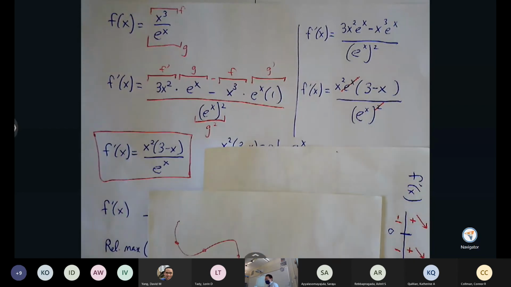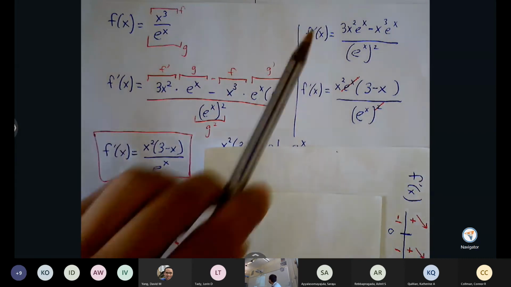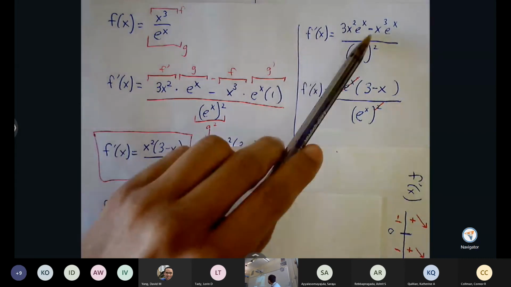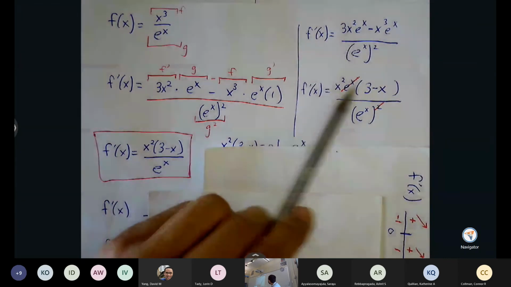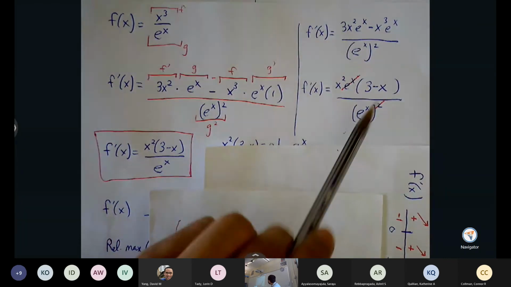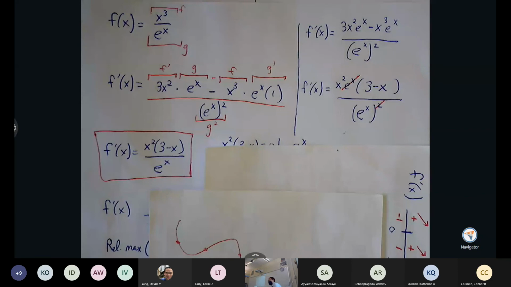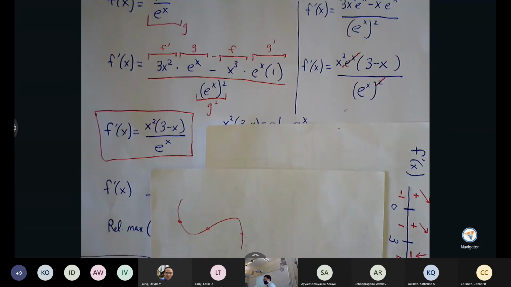f prime g minus f g prime all over g squared. Once I'm here, I see some common factors I can take out. e to the x is shared, x squared is shared. I can take out one of the e to the x's between my numerator and denominator. So here we have our cleaned up f prime boxed off in red.